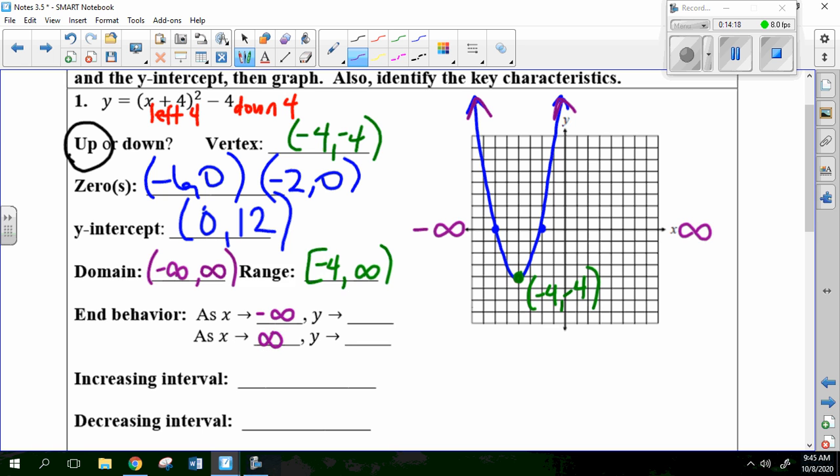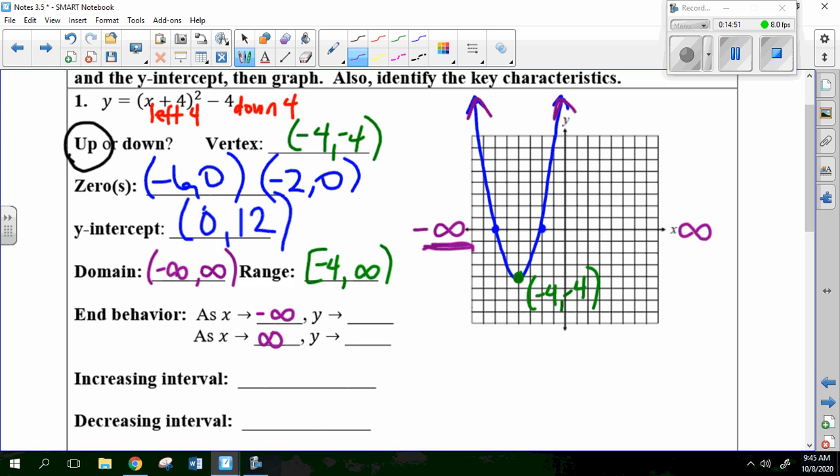Nobody knows what I'm talking about? All right, when I do end behavior, I'm talking about this arrow, which means as x goes out to negative infinity. Well, for the x value of negative infinity, is that the left or the right side of the graph? That's the left. So when I put negative infinity there, I'm looking at the left end. And when I put positive infinity, that means I'm looking at the right end.